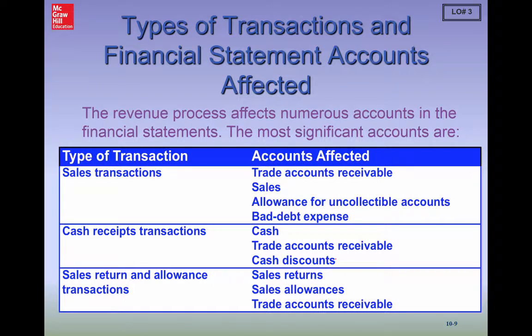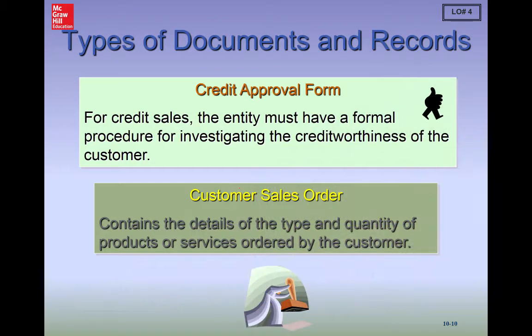So here we have a list of transactions and the accounts that are affected. And the reason you want to know as an auditor is because if it is a cash receipts transaction, well, that's obviously affecting accounts receivable, and you may get a discount for early payment. So you just need to know what accounts are affected, because that way you'll know what you're pretty much auditing.